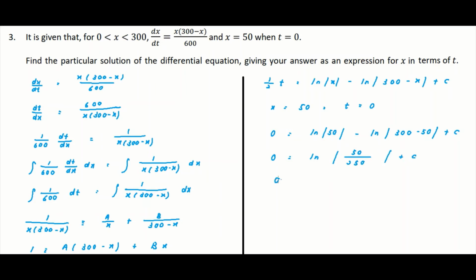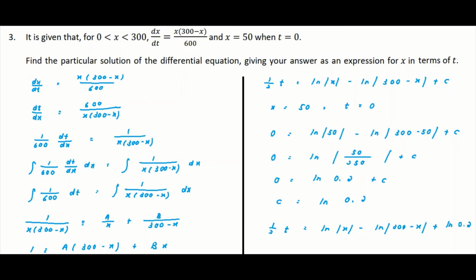So you have 0 equal to ln 50 over 250, you get 0.2, and plus c. So from here, you get c equals to ln 0.2. Now we should be able to continue by substituting back into the equation that we have. So 1 over 2t equal to ln x minus ln 300 minus t, and then plus ln 0.2.